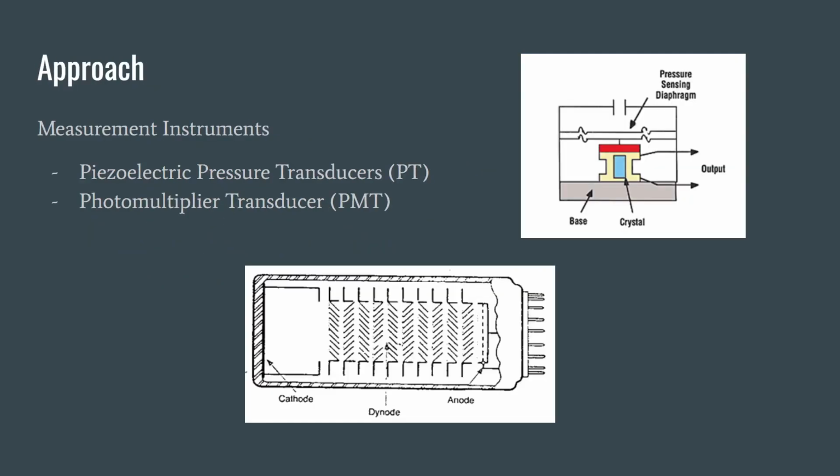We'll be using two major pieces of measurement equipment: the piezoelectric pressure transducer, which takes advantage of the piezoelectric effect to measure the pressure experienced at different points of the tube, and the photomultiplier transducer, which is able to absorb and multiply photons generated by chemiluminescence of the reaction components, and therefore is able to show us the rate at which the reaction is taking place. Fast reaction, more photons, and vice versa.